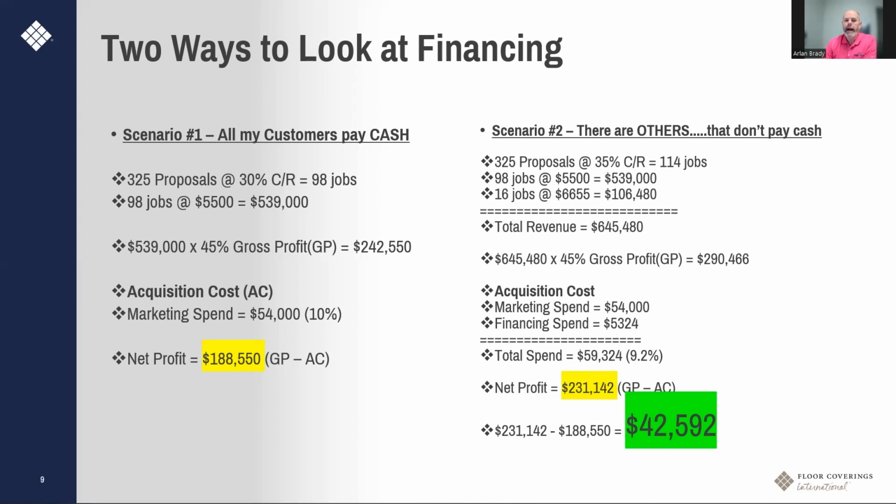So maybe your average margin, let's say you're selling at a 45% gross margin, and maybe on average, because you offered financing, it goes to a 43% gross margin. But because you're running more jobs at a higher average job size, the financing is actually paying for itself. So in terms of net numbers, you're putting more money in the bank. And isn't that what's really important, to put more money in the bank?